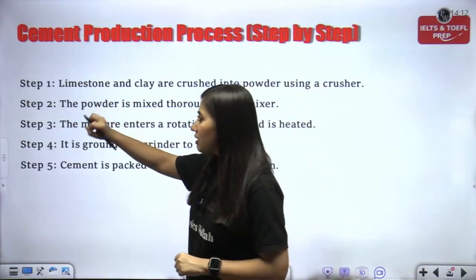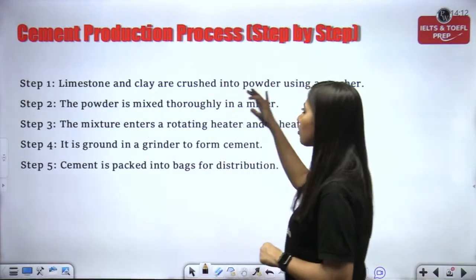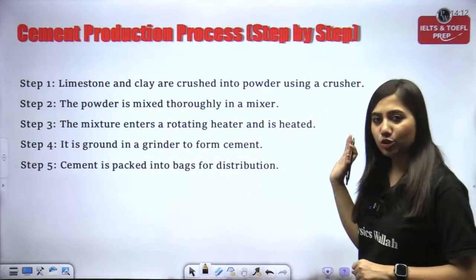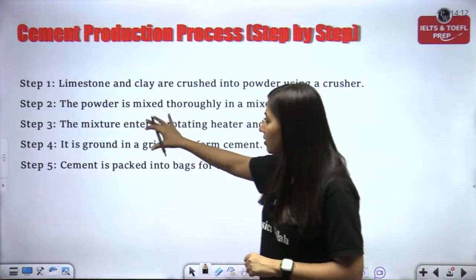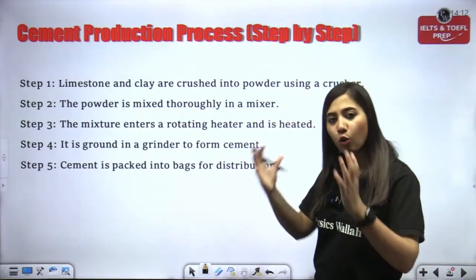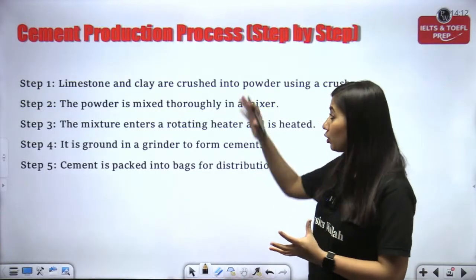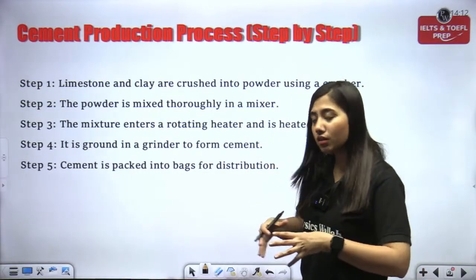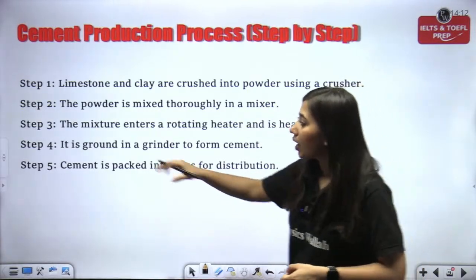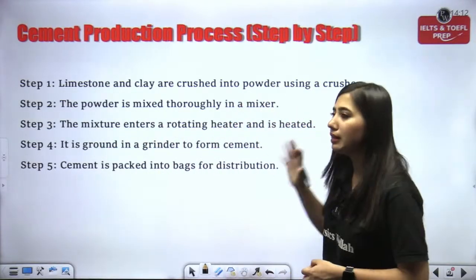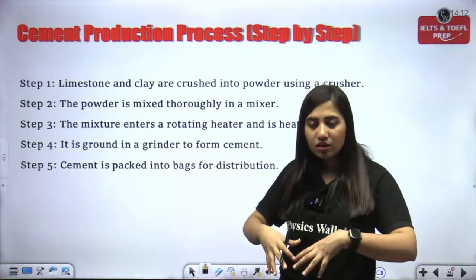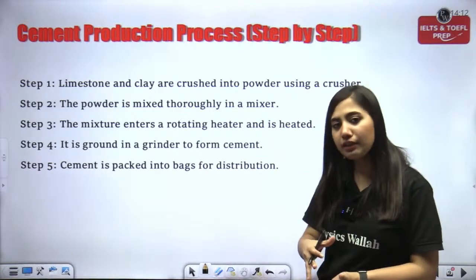So what is the first step? Limestone and clay are crushed into a powder using a crusher, right? This is what we saw. Later on, the powder is mixed thoroughly in a mixer. That whole fine powder which we produced from the crusher got mixed in the mixer. Now, step 3 says that the mixture enters a rotating heater and is heated. Now, this mixture enters a rotating heater and is also heated externally.